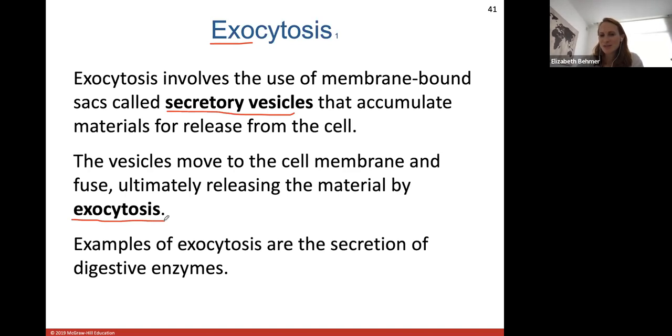And a good example of exocytosis is the secretion of our digestive enzymes. So we have specific cells in our digestive tract that secrete lots of enzymes used to help us digest our food. These cells make the enzymes within the cell, but then in order for those enzymes to get out of the cell, they'll put those enzymes in a vesicle and kind of spit it out. So that digestive enzyme can then go on to your digestive tract to help break down your food.